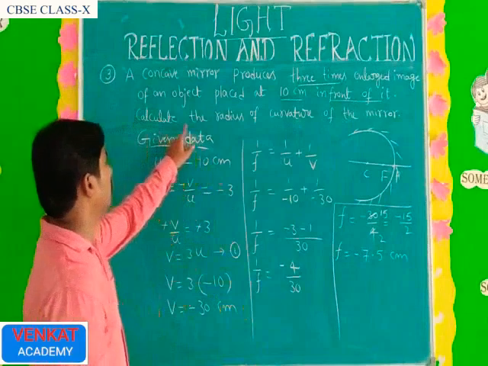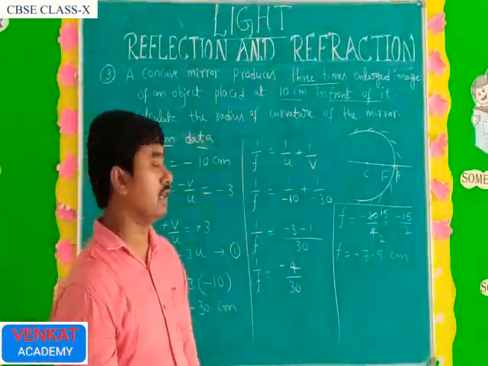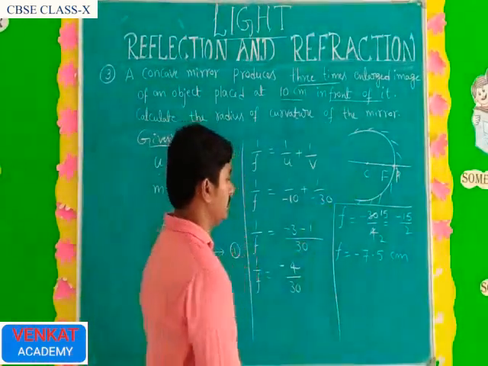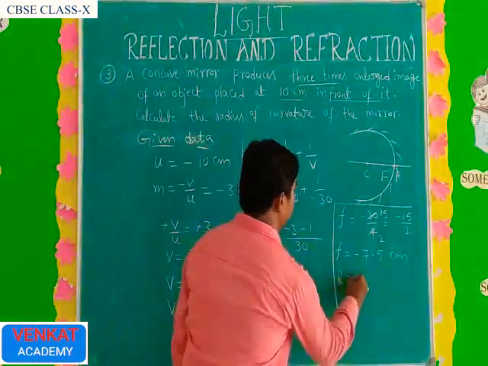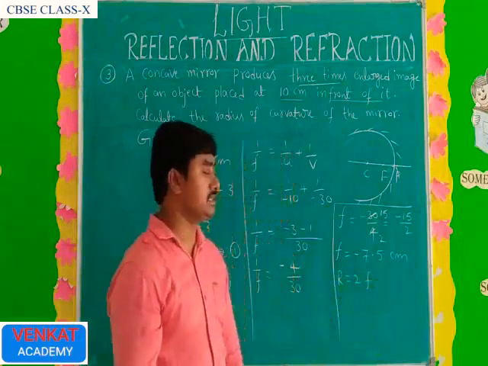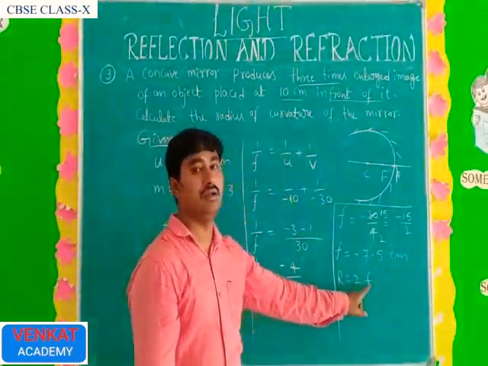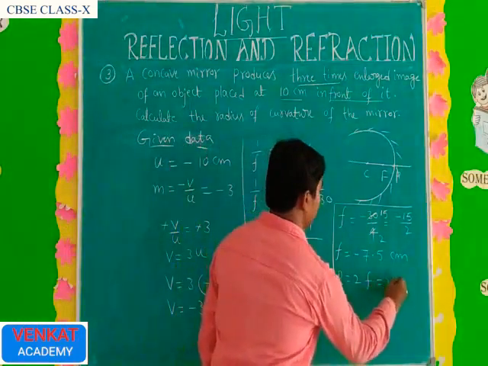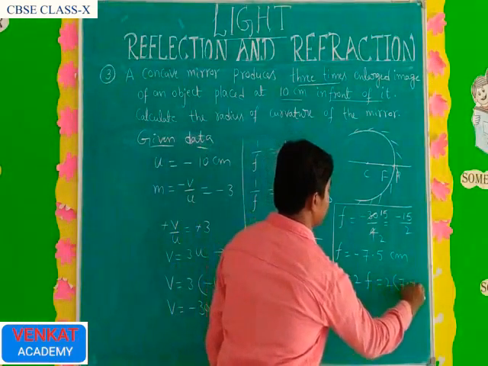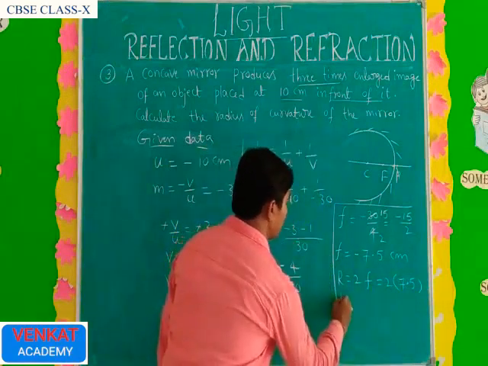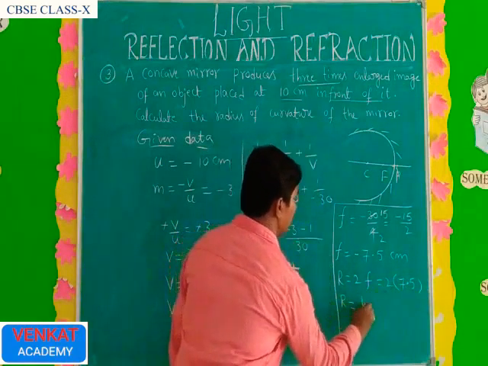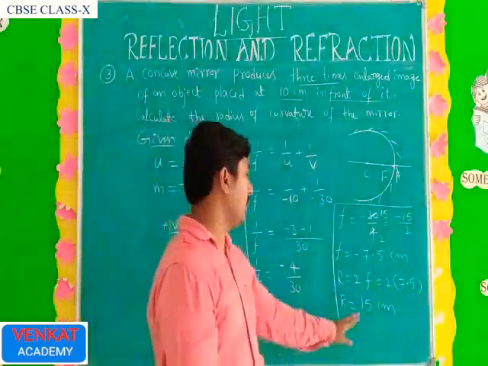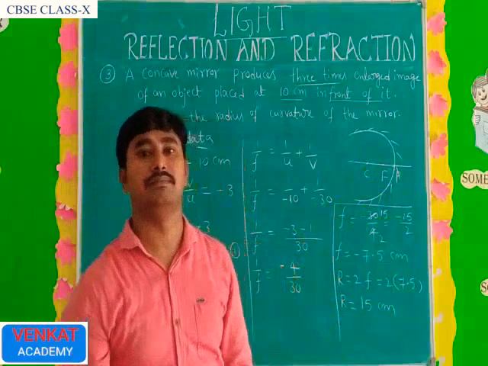But they are asking for the radius of curvature. You know very well the relation between radius of curvature and focal length: r is equal to 2f. The radius of curvature is twice the focal length. So 2 into 7.5 gives r is equal to 15 centimeters. That is the radius of curvature of the concave mirror.